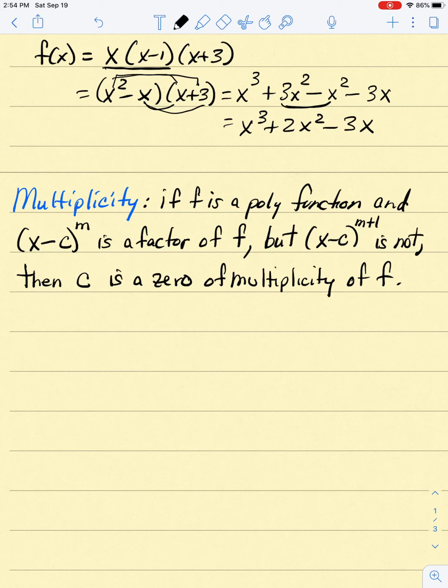Okay, so we could even paraphrase here a little bit. A zero of multiplicity m, when m is greater than or equal to 2, means it is a repeated zero.